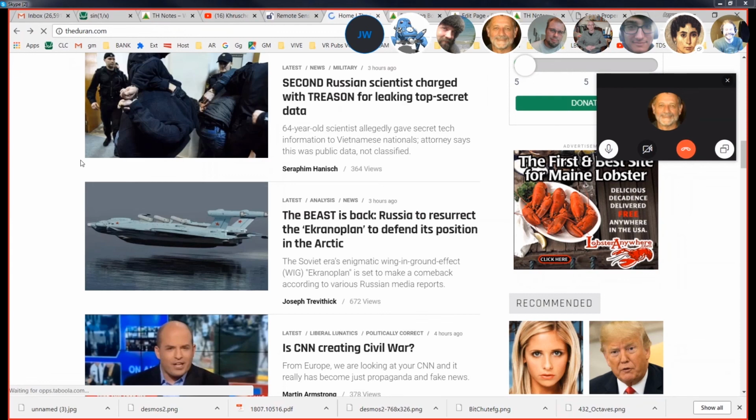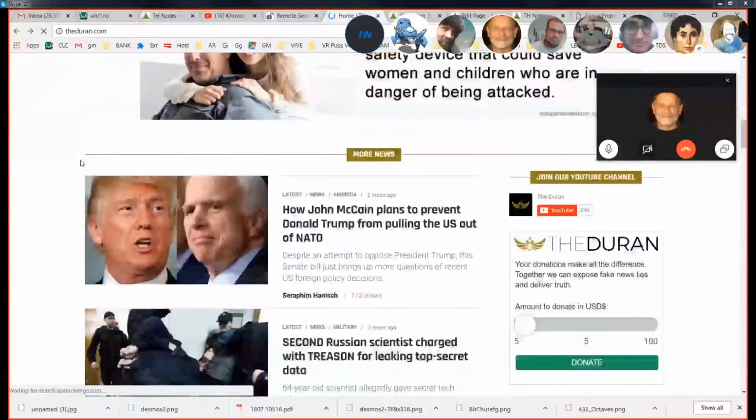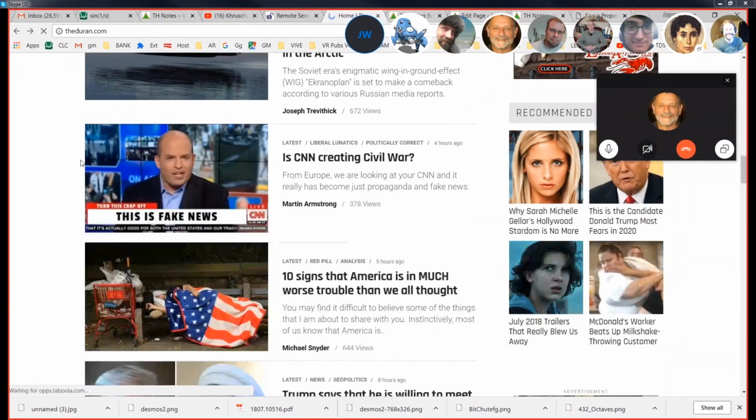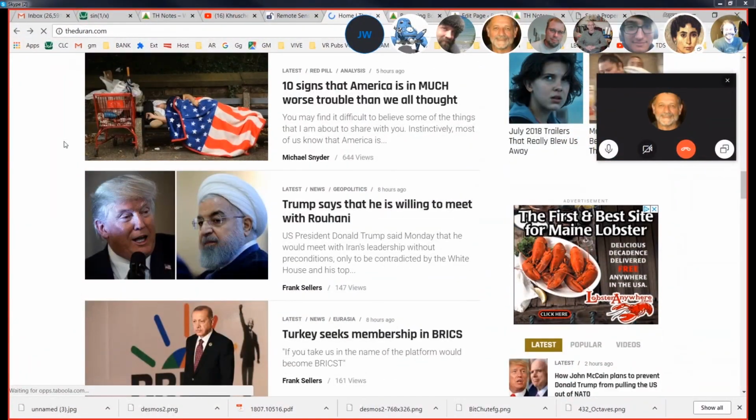You can't control them. Now, I don't like everything on Duran. That article down there is CNN creating civil war. Inflammatory, right? But I looked at the article, and I think that the title is sort of good. CNN is creating all kinds of divisiveness, but the article is full of praises of Trump and how the economy is better off under Trump, and the tariffs are a good idea. And I think that's bullshit stuff.